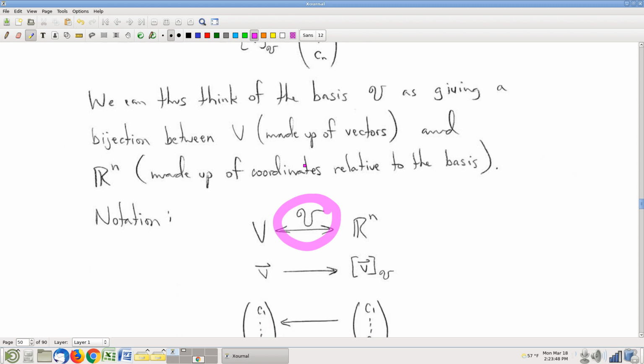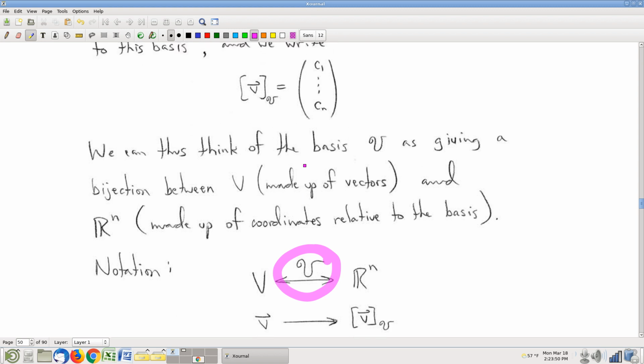So rather than saying, strictly speaking, I should describe these numbers here as the coordinates of the vector v with respect to the basis script v, instead I will sometimes say, thinking of the vector v in script v language. Okay? So that's just me taking advantage of this metaphor. That's a shorthand way to describe coordinates.